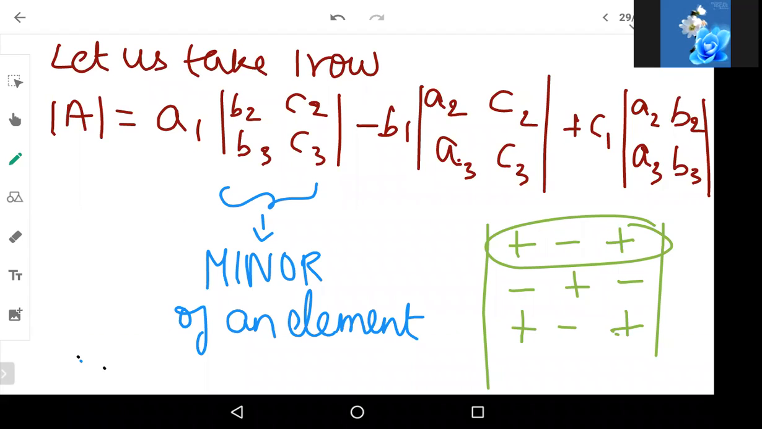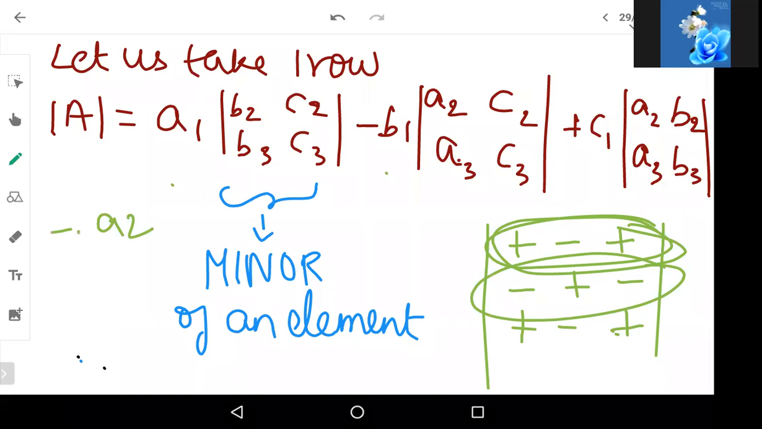Are you all able to understand? According to the sign position here, you will have to consider the sign. So plus A1, minus B1, plus C1. Suppose you take the second row, then you will have minus A2, plus B2, and then minus C2 here. So that is why sign positions for a determinant are very important, because they will help you to solve the problem completely. Understood?